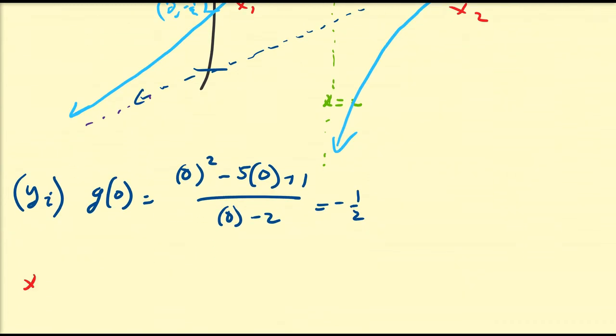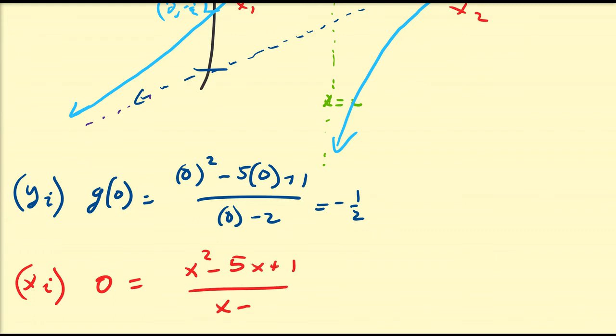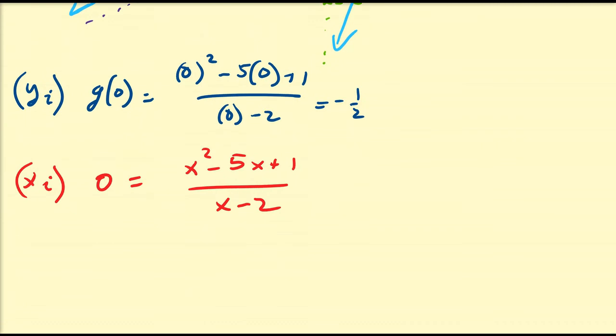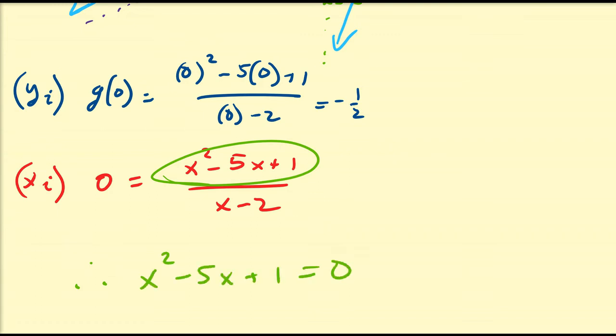So x-intercepts are found when we set the expression equal to 0. So 0 is going to be equal to x squared minus 5x plus 1 all over x minus 2. So this expression is going to be equal to 0 if and only if the numerator is equal to 0. So therefore we're going to solve the quadratic equation x squared minus 5x plus 1 is equal to 0.